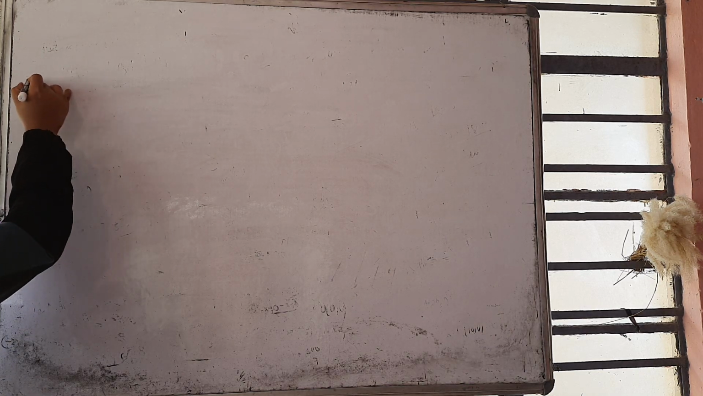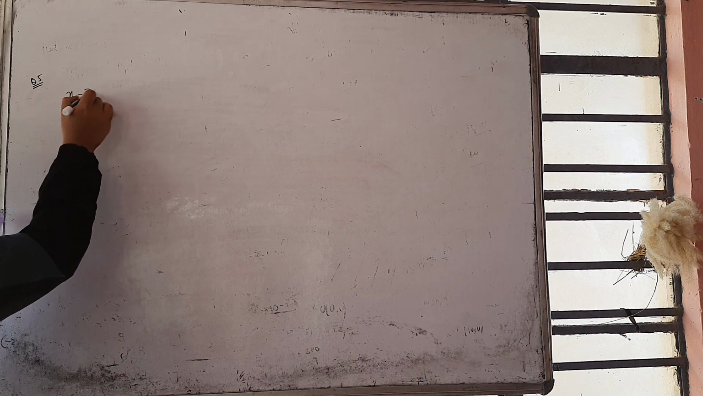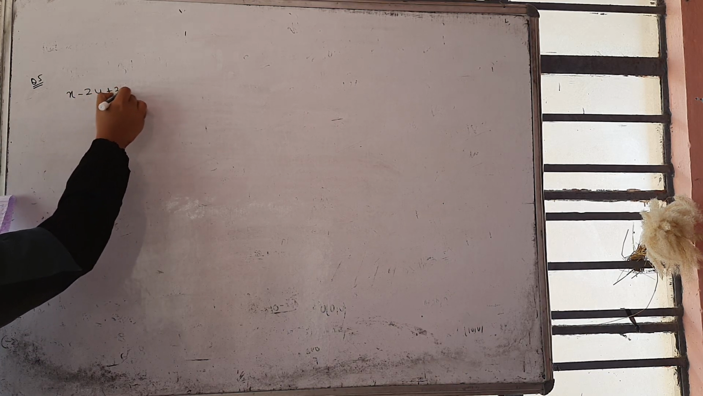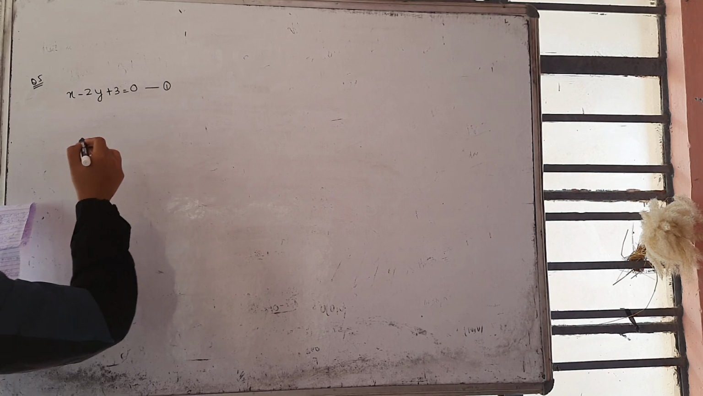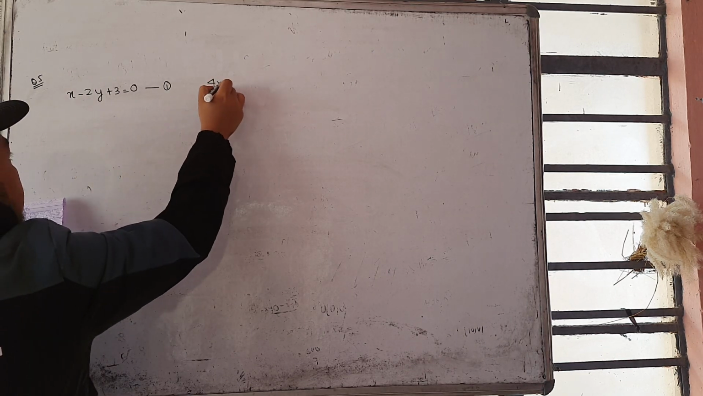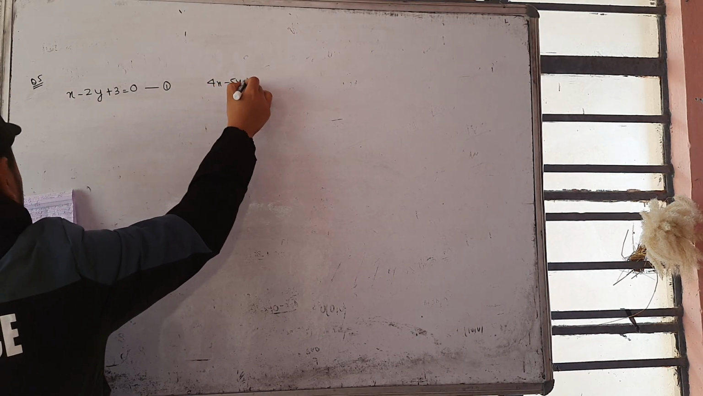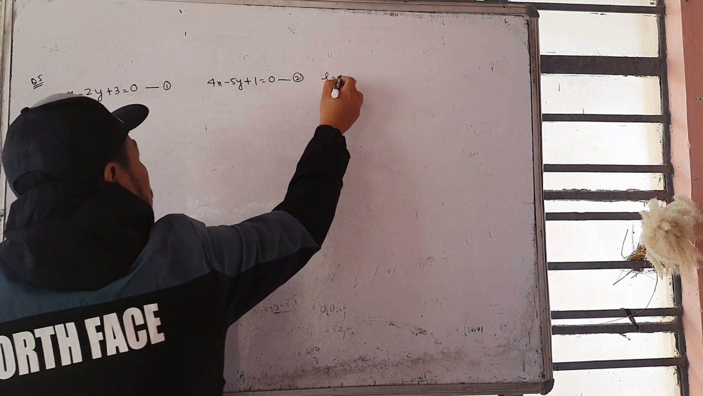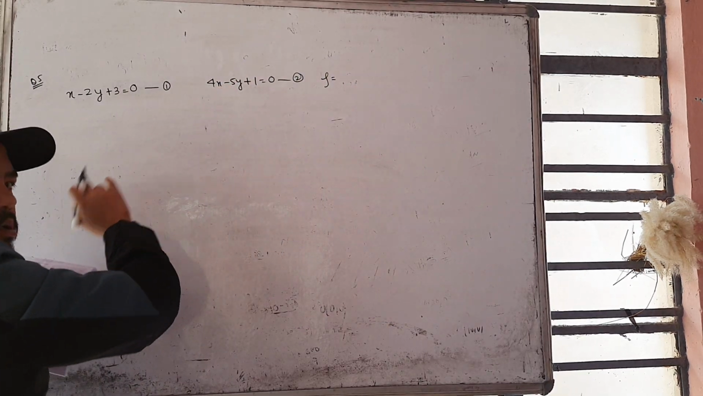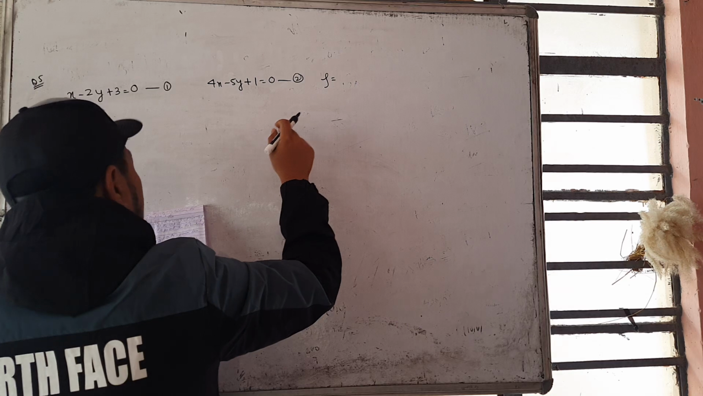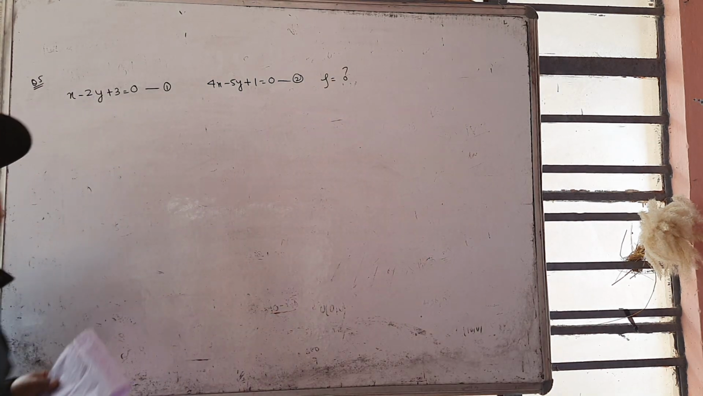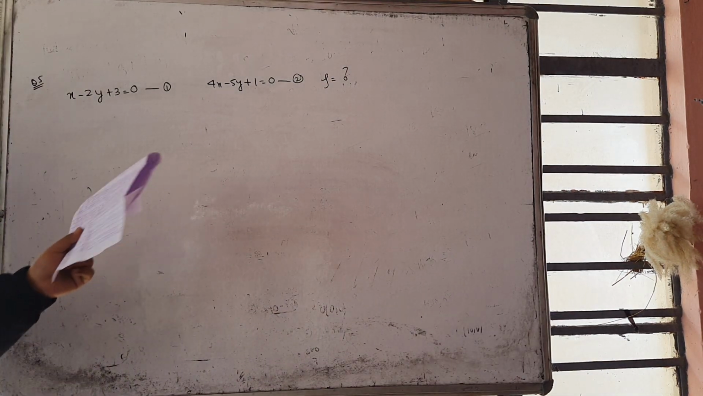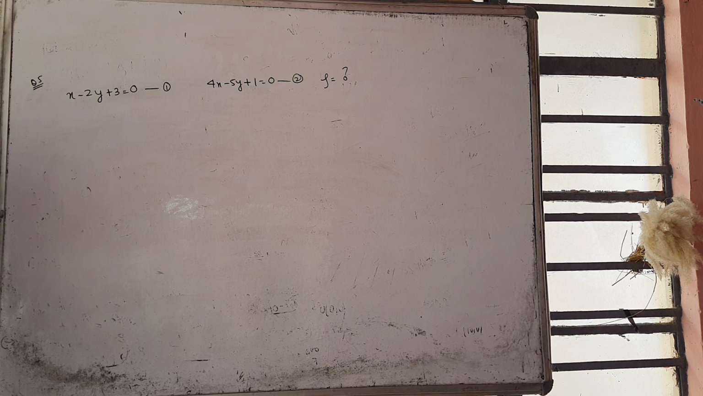Two equations are given. This is type 3 of linear regression. x minus 2y plus 3 equals 0, and 4x minus 5y plus 1 equals 0. You have to find rho. I hope all this is being recorded. Okay, you have to find rho. Is it clear? So this is also one of the most frequently repeated questions.